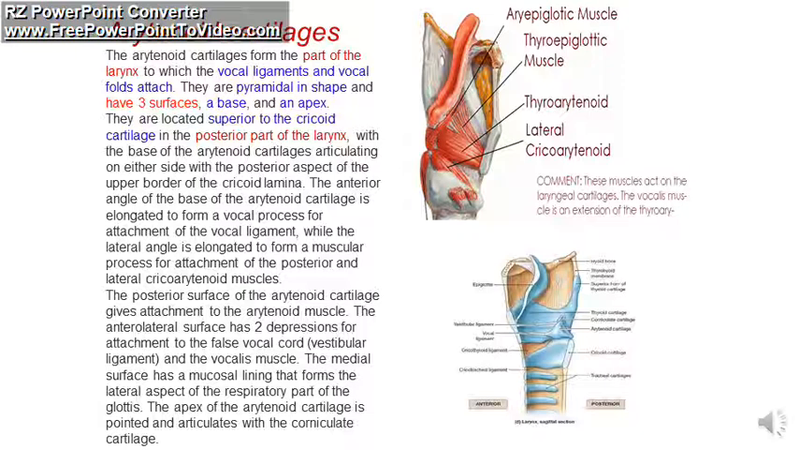The arytenoid cartilage is the part of the larynx to which the vocal ligament and vocal cord attach. They are pyramid in shape and have three surfaces, a base and an apex, you see, and they are located superior to the cricoid cartilage.